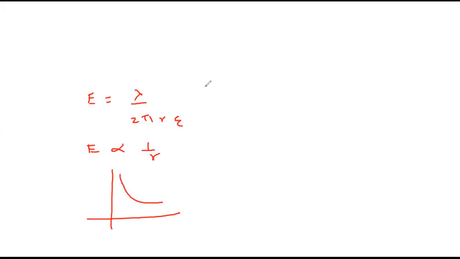Lambda upon 2 pi small r equals lambda upon 2 pi r epsilon. Therefore, E is inversely proportional to R and the graph will be as shown. This is the formula for intensity near an infinitely long wire.